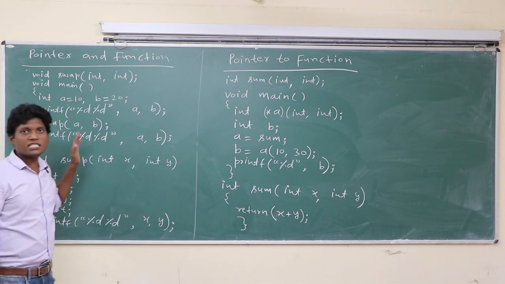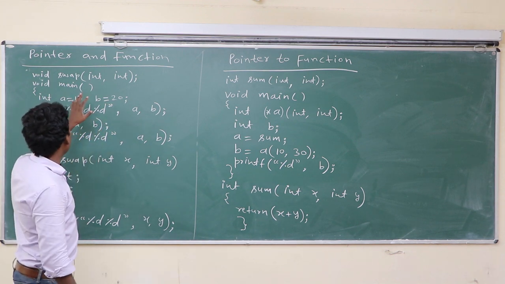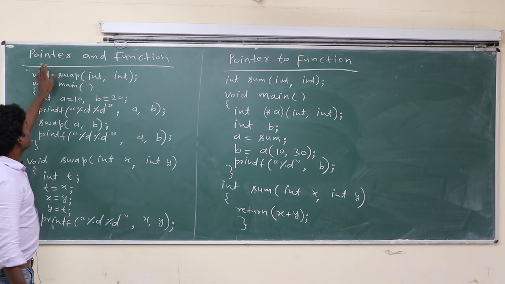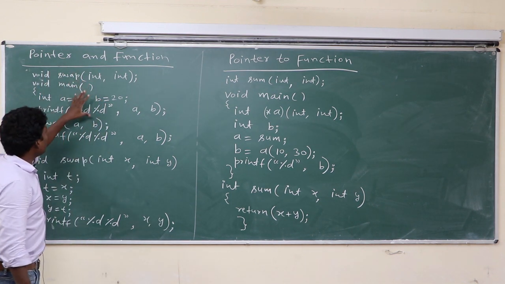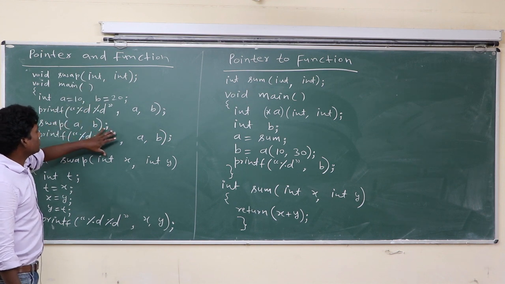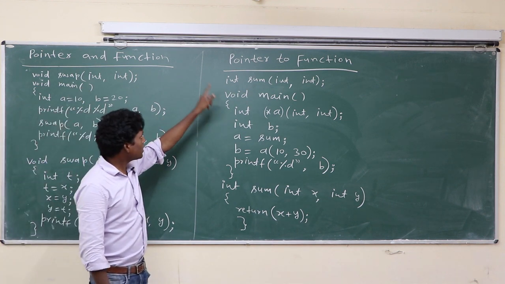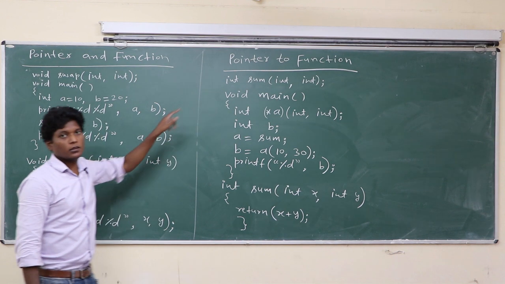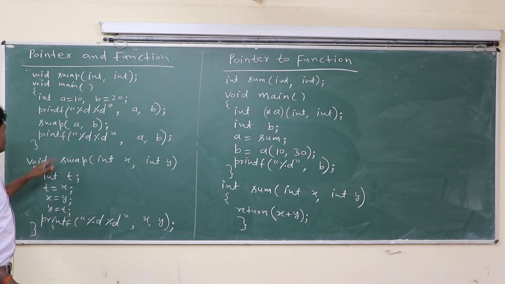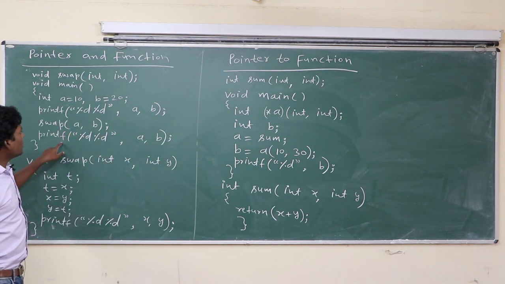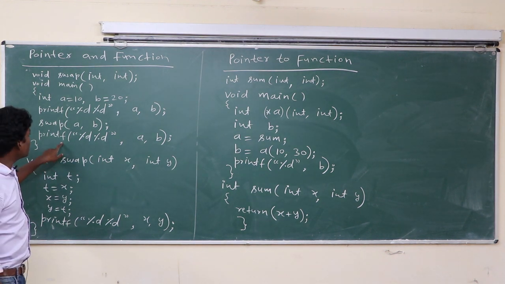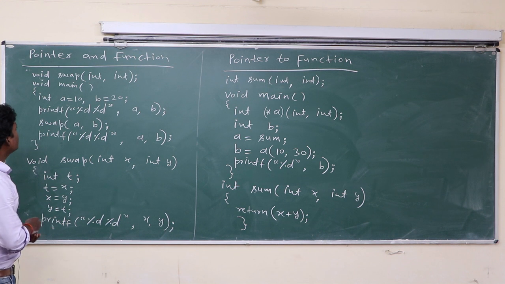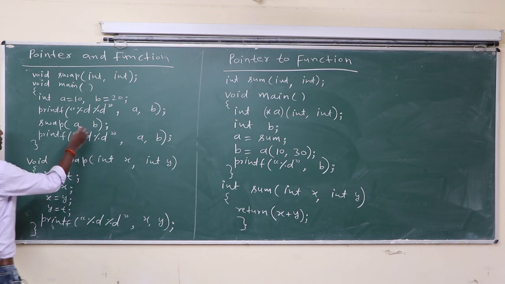There are two more concepts on pointer and function. This is pointer and function. Here we use pointer and function, and in this program there is a pointer to function. Here two numbers are swapped using the concept of pointer and function.